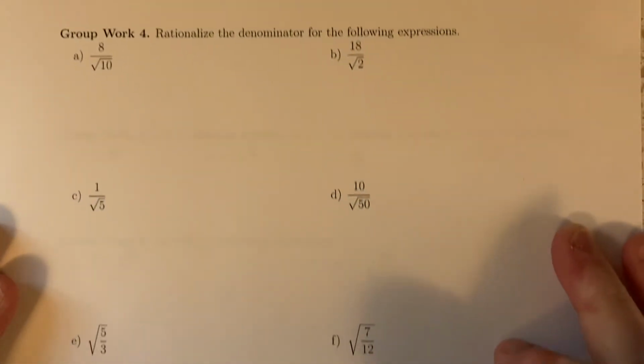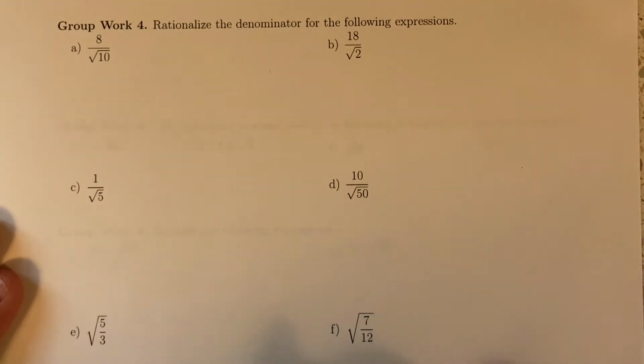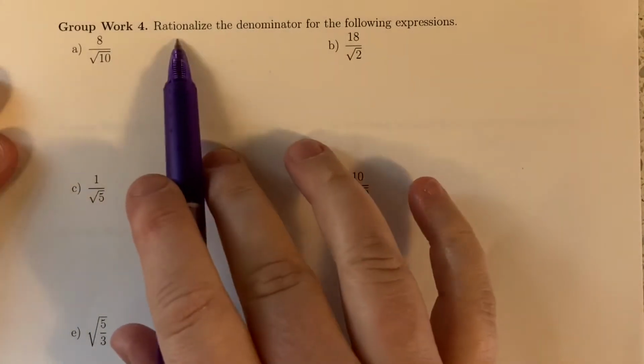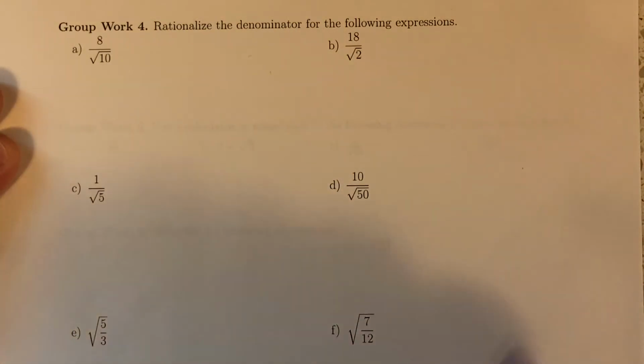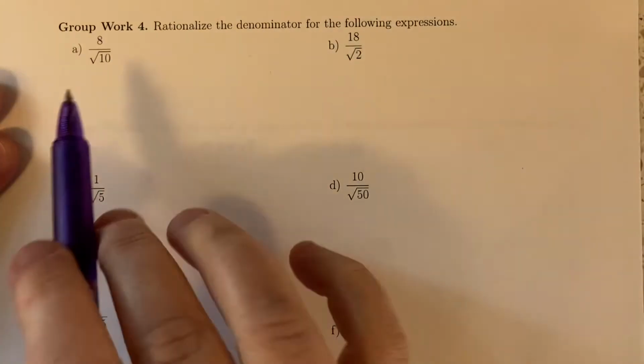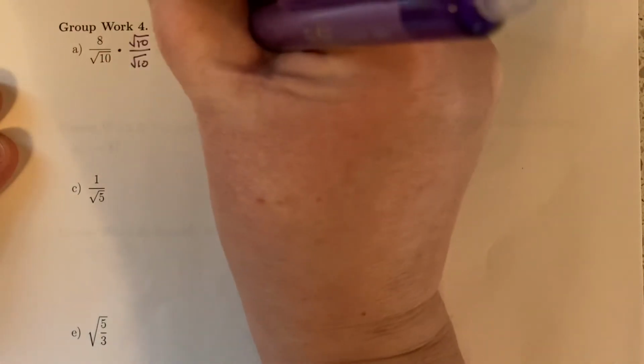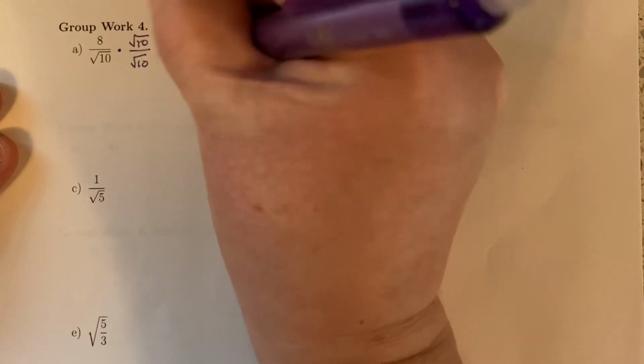All right, let's do some where they're sort of mixed up together. Rationalize the denominator. Remember, all that means is get square roots out of the bottom. So first step is look for perfect square factors. Don't have any. Not that goes into 10. So I multiply by square root of 10 over square root of 10. So this is 8 square root of 10 over 10.